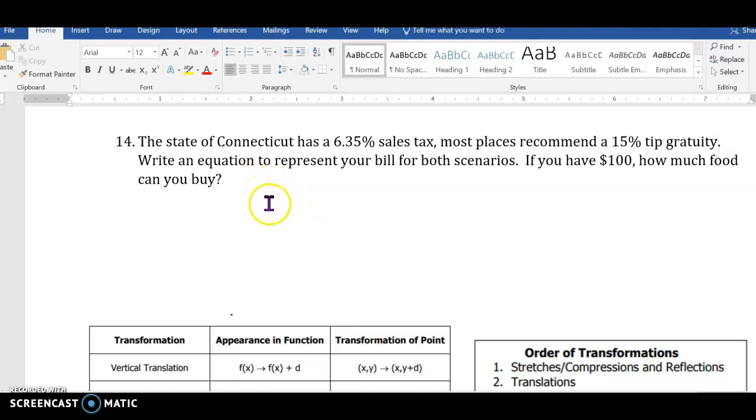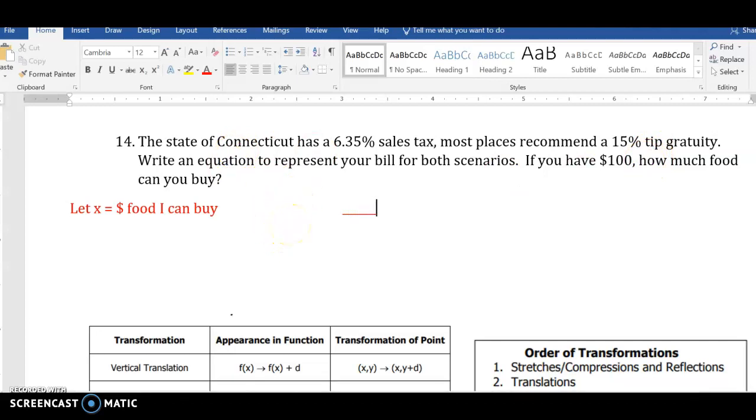This is number 14 from our test review guide. So this is a word problem where I am asked to come up with the amount of food I'm allowed to purchase. There's a couple of things that I know. I know that my unknown is going to be the amount of food I can buy. So I get that from the last question: how much food can I buy?